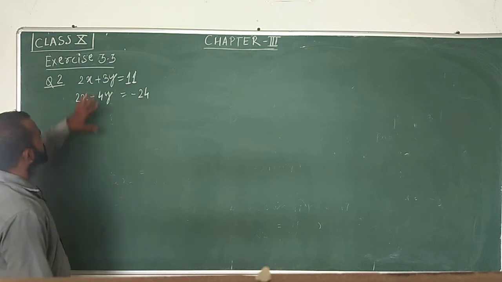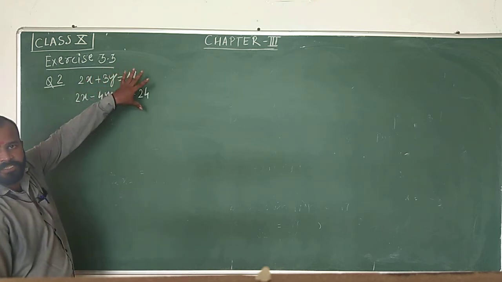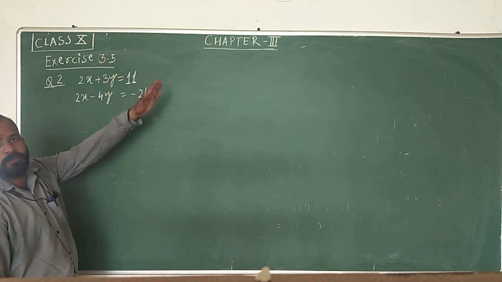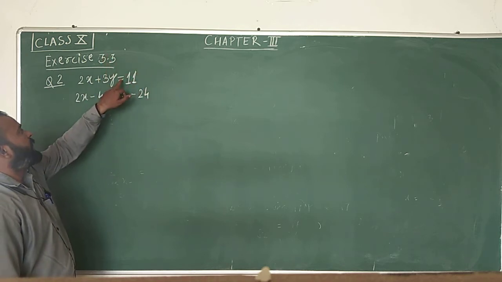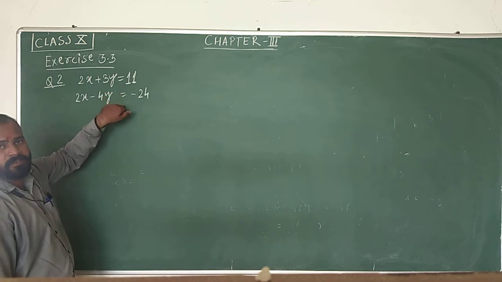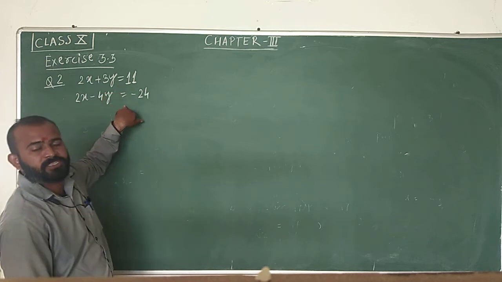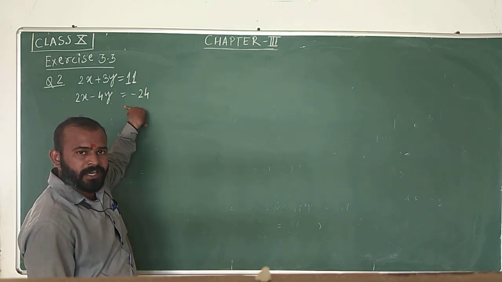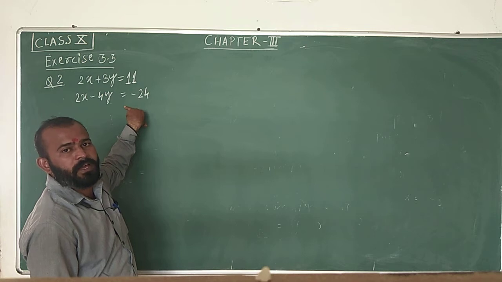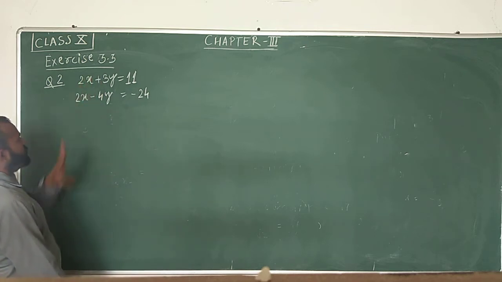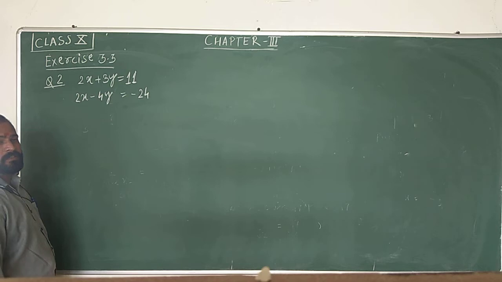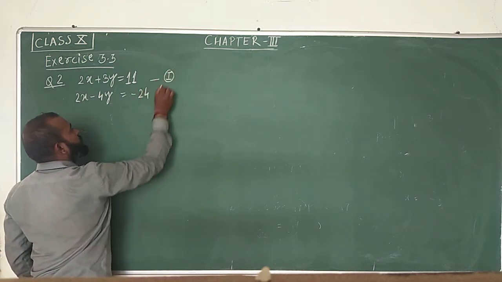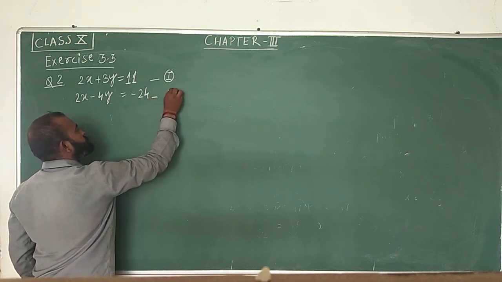So we will first go for these two equations. We will find the value of x and y by the substitution method. As we get the values of x and y, we will put them in the equation y equals mx plus 3, and hence we will get the value of m. So let's solve by the substitution method and find the values of x and y.